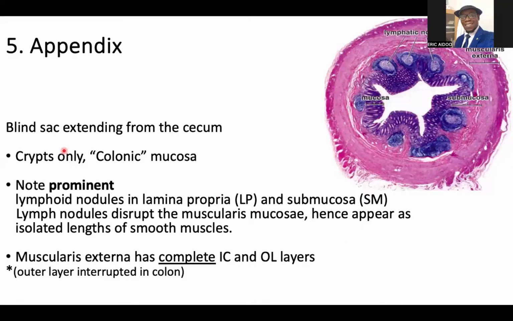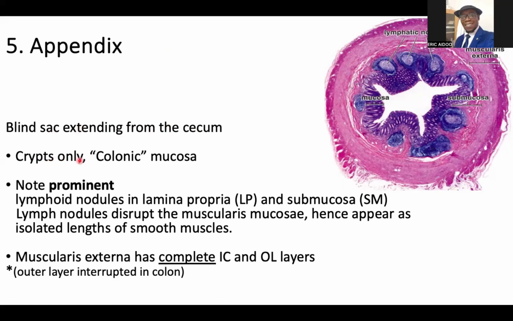In the appendix, we have a transverse or cross section. I told you earlier that to determine that a section is cross or transverse, you have to look at the intact lumen, that the lumen is continuous and intact. You can see the whole entire outline of the lumen, especially if the micrograph has not been truncated. But for longitudinal, you're not going to see any circular thing like that. It will be open like this space. So the appendix is a blind sac extending from the cecum.